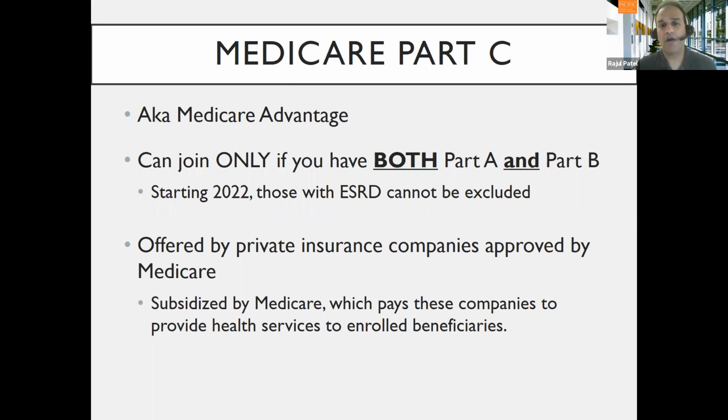These plans are not offered by Medicare. They're actually offered by private insurance companies, but they're approved and subsidized by Medicare. Let's say you have someone who is enrolled in a Medicare Advantage plan in San Joaquin County. Medicare pays that plan roughly $1,000 per member per month. So if I'm in a Medicare Advantage plan in San Joaquin County, that plan is going to collect about $12,000 in payments from Medicare for my care over the course of the year.